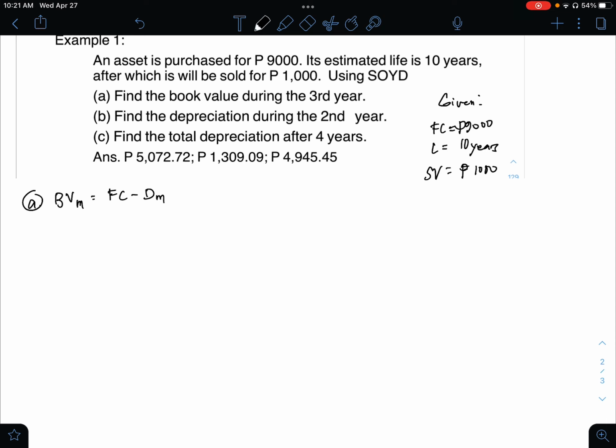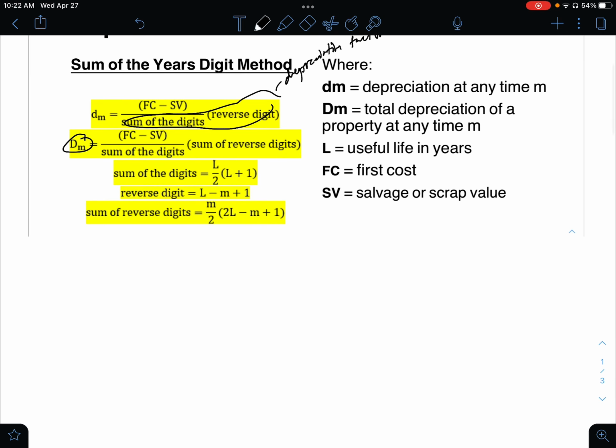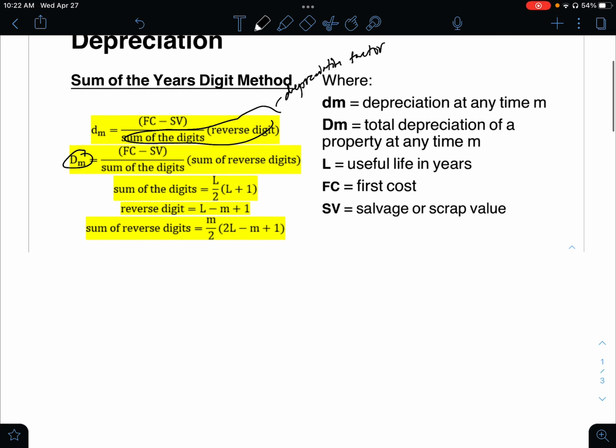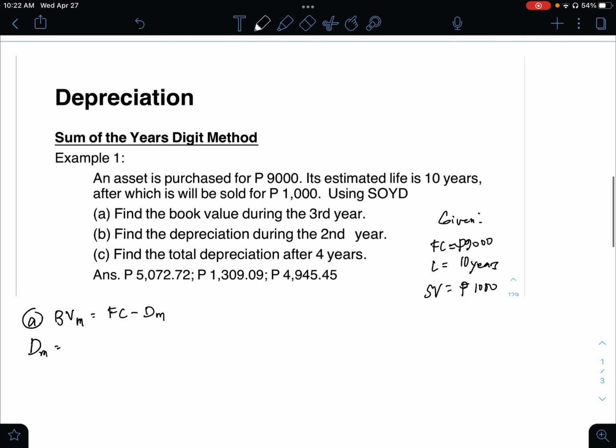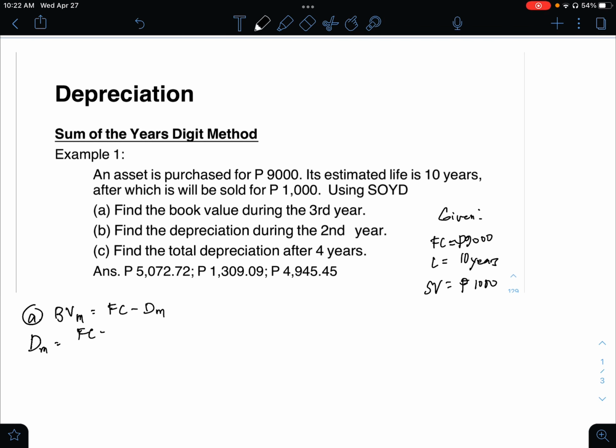We have the first cost, however, we do not know the total depreciation. So we should first find DM. The formula according to the sum of the years method is DM equals FC minus SV, divided by the sum of the digits, multiplied by the sum of the reverse digits.